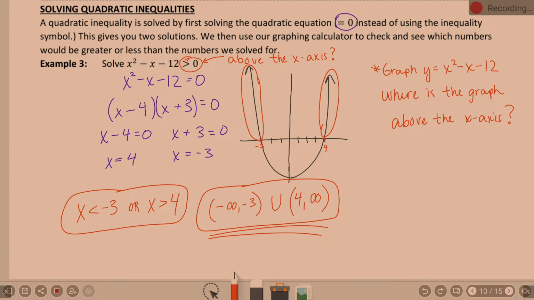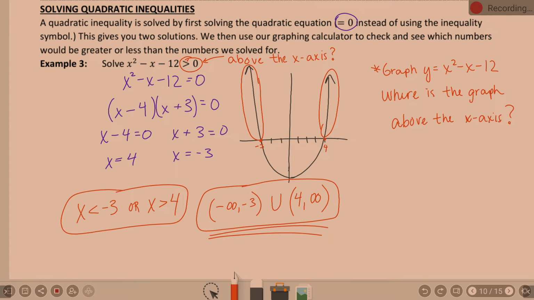Questions? Okay. When you have those outward pieces there, it's going to be like a less than and a greater than. So it's going to be negative infinity to a number, and then a number to positive infinity. Let's try the next one.